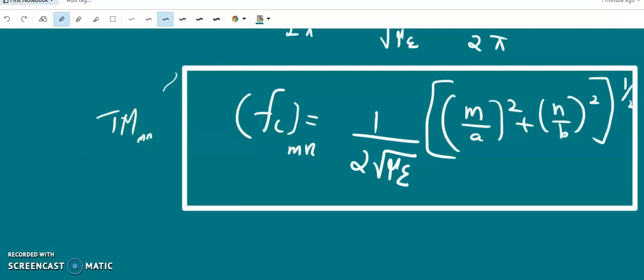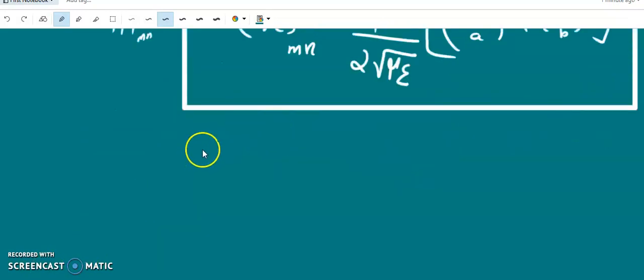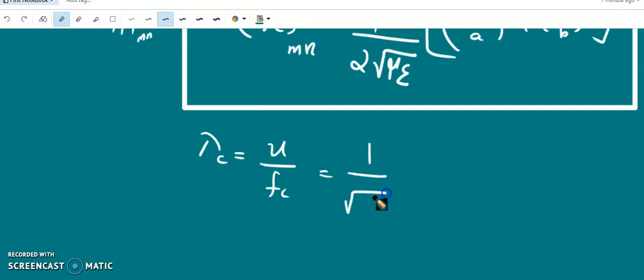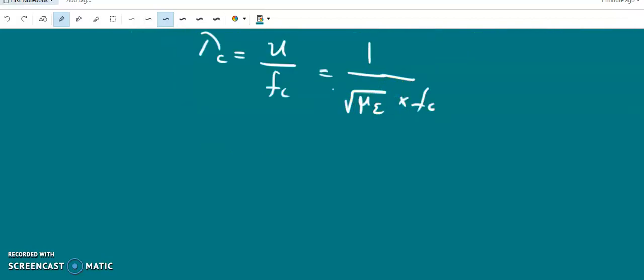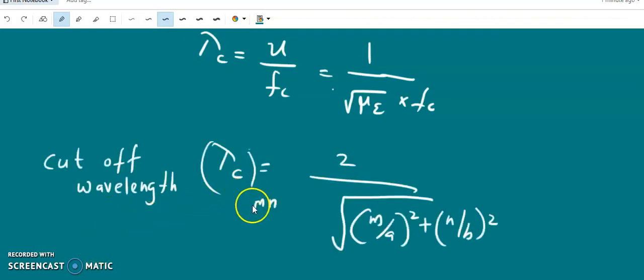Therefore this is the cutoff frequency of a TMmn mode. The corresponding cutoff wavelength lambda c is equal to u divided by Fc, where u is 1 over root mu epsilon. Substituting the value of Fc, we get the cutoff wavelength lambda cmn equal to 2 by root of (m by a) whole square plus (n by b) whole square. So here also the cutoff wavelength depends on the indices m and n.